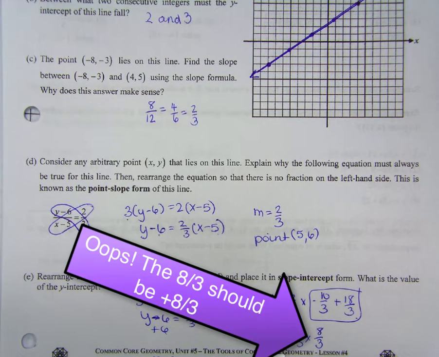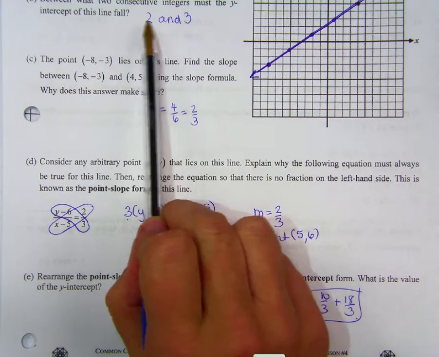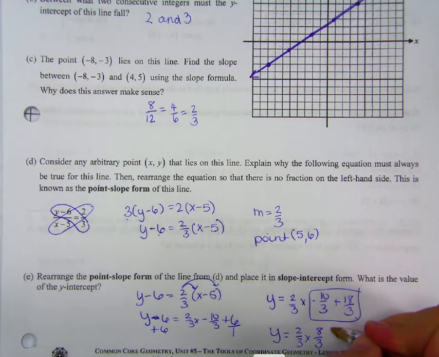And 8/3, if we think about that as a decimal, 8/3 turns out to be 2.6 repeating, or 2 2/3, which is a number between 2 and 3. Okay, so that would be the equation of that line.